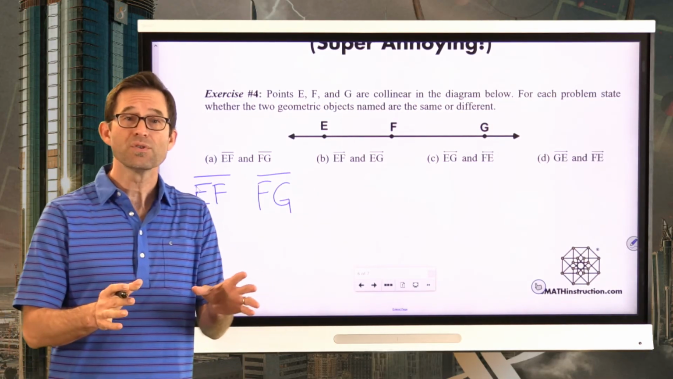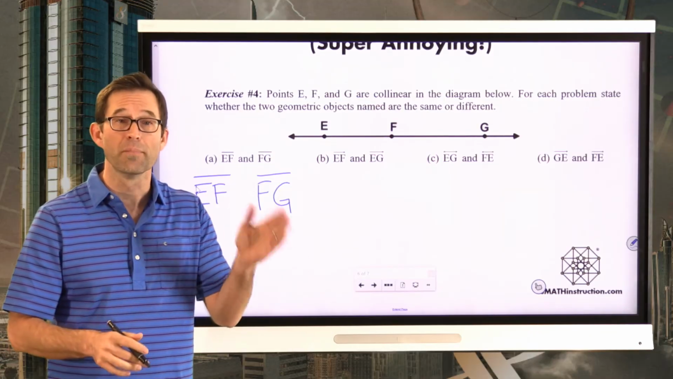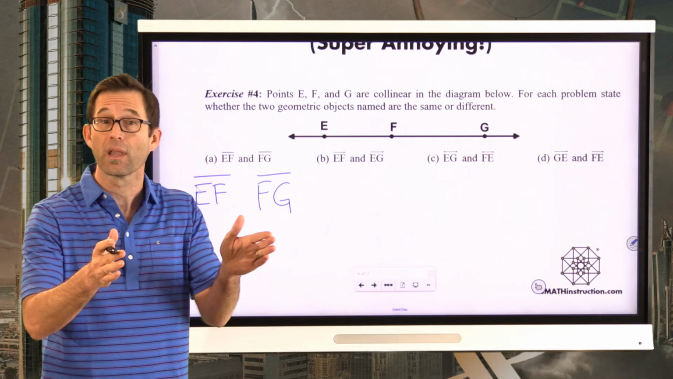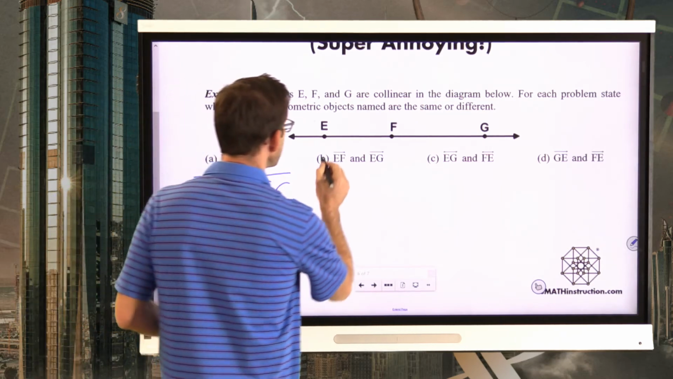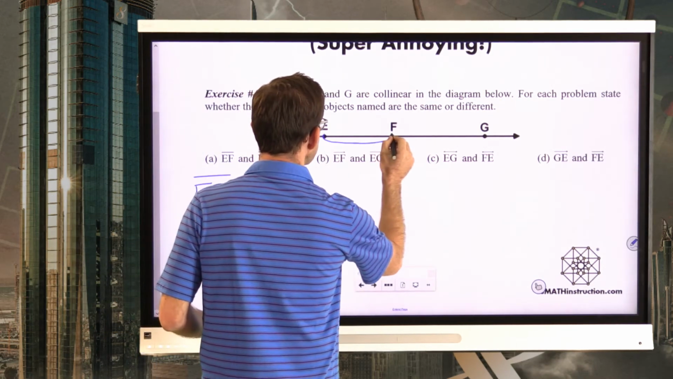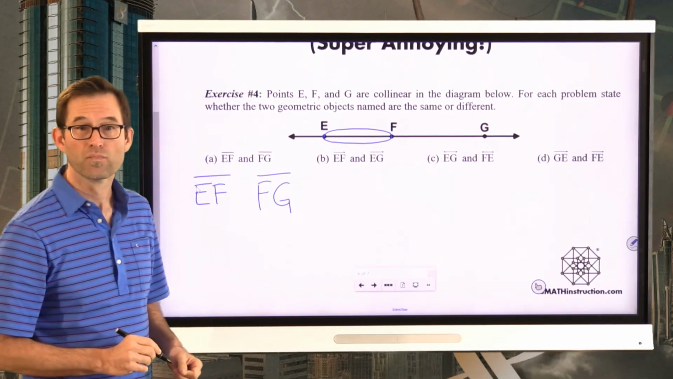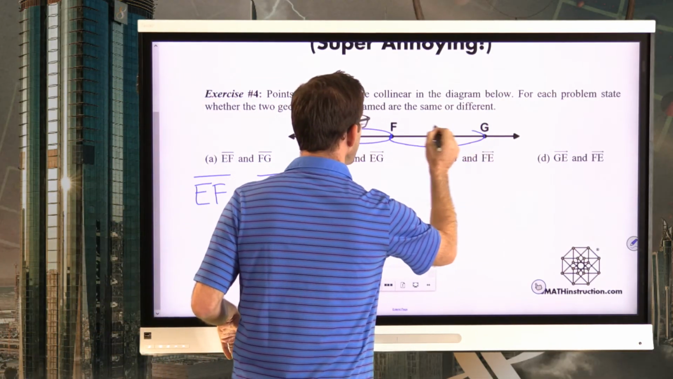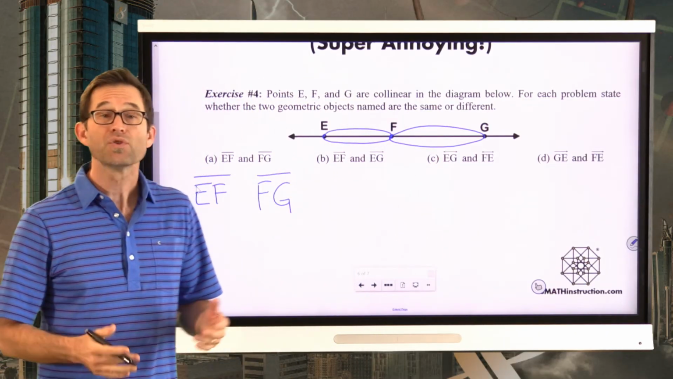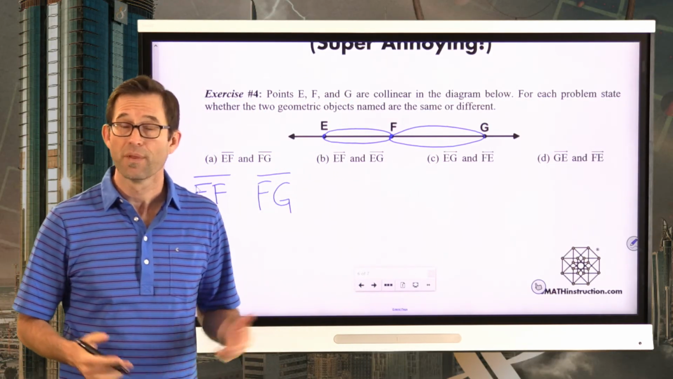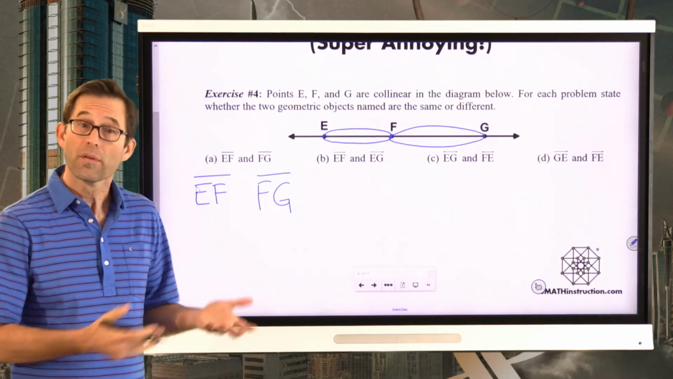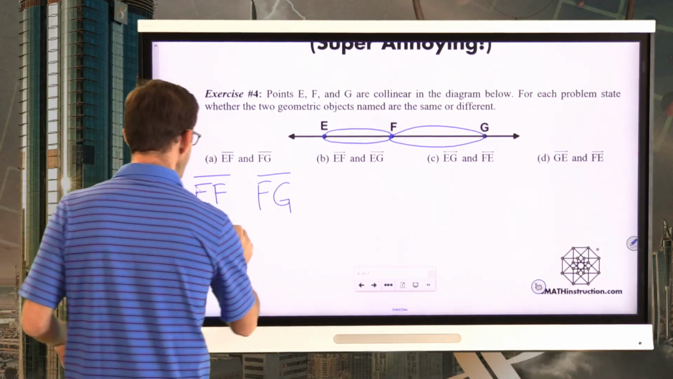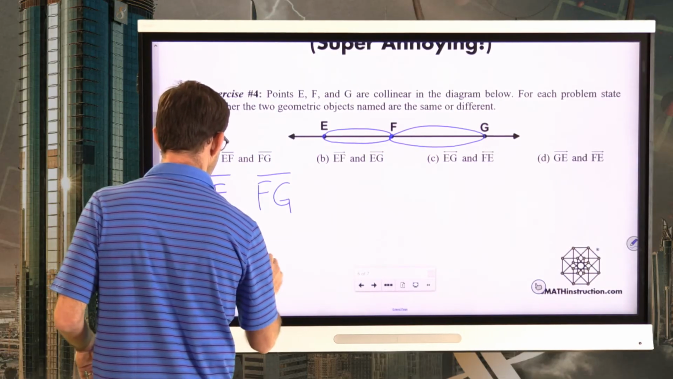Now segments are kind of nice because they literally have a beginning point, an ending point, and then they're the collection of all points in between that lie on a line. So literally, segment EF is this collection of points, and segment FG is this collection of points. And those aren't the same collection of points. They simply aren't. If they were, then these two things would be the same geometric object. But these things aren't. So I'm going to say no.